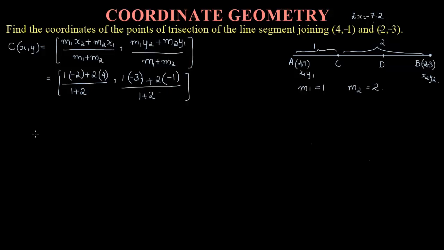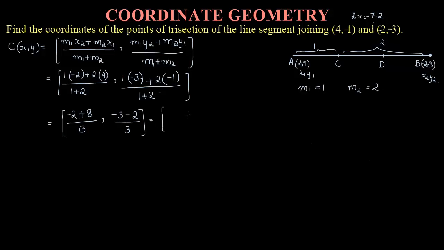Okay, so we have got the simple form of the equation. Let us just simplify it further. 1 into minus 2 is minus 2, plus 2 4s are 8, divided by 3, comma, 1 into minus 3, it is nothing but minus 3, plus into minus is minus, 2 1s are 2, divided by 3, right?